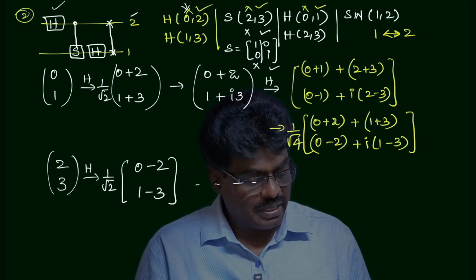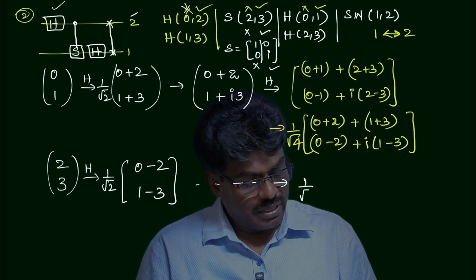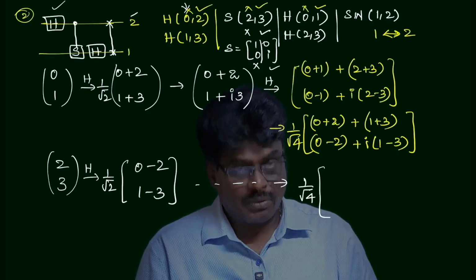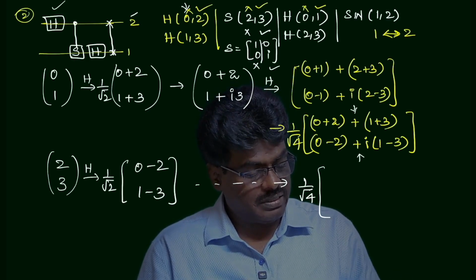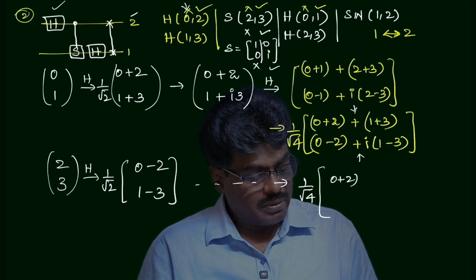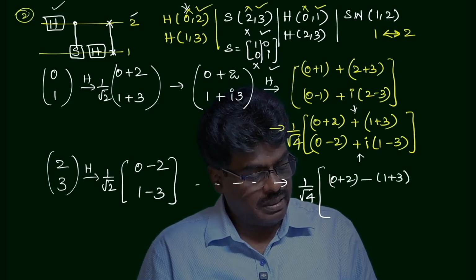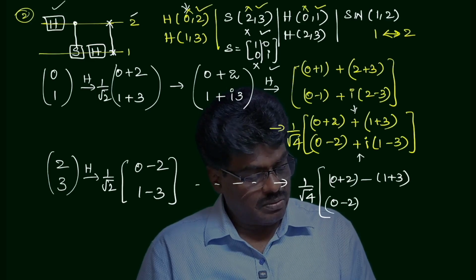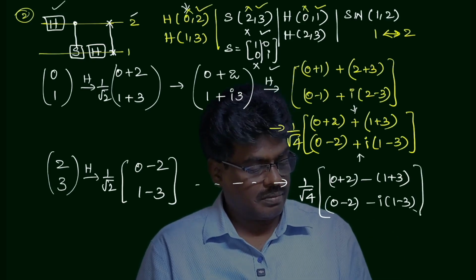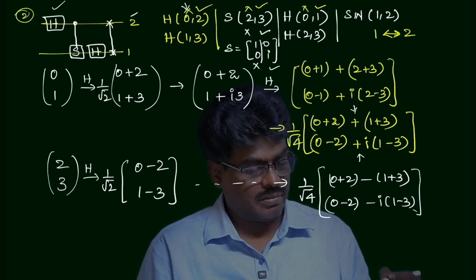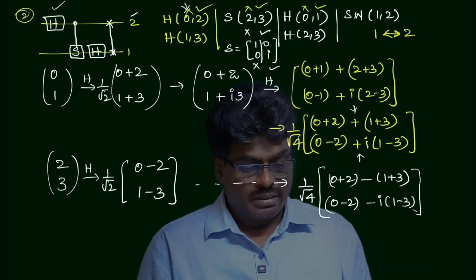That's why what I am saying is, finally come to the last step without doing all these things. Just change the sign in the middle. 0 plus 2 minus 1 plus 3, 0 minus 2 minus i times 1 minus 3. That's it. Okay, right? So let us take one more example.